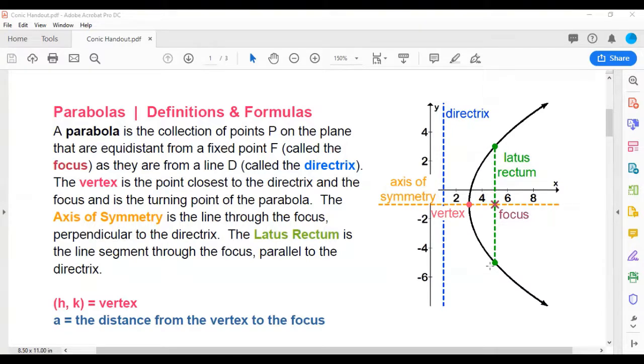So let's deal with numbers here, right? In this case, A would be 2 because the focus is 2 away from the vertex. So 2 times 2 is 4. And if I look at this distance here, it should be 4. So we've got 1, 2, 3, 4. And then if I count from here to the directrix, it's also 1, 2, 3, 4 away. So that's our 2A happening, and this is A happening.